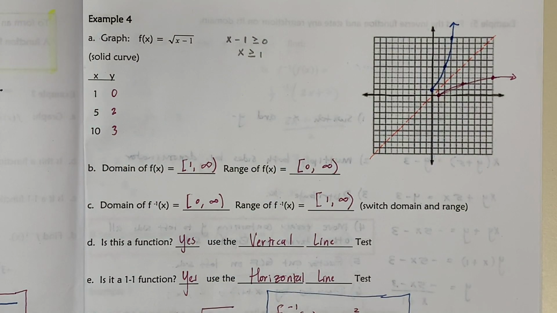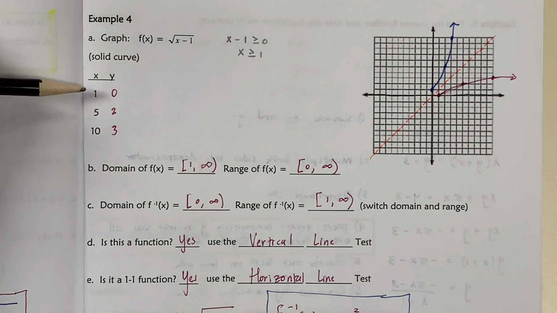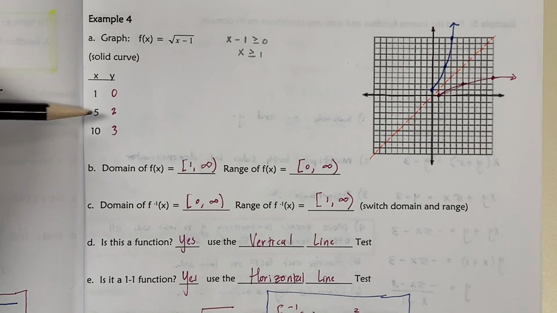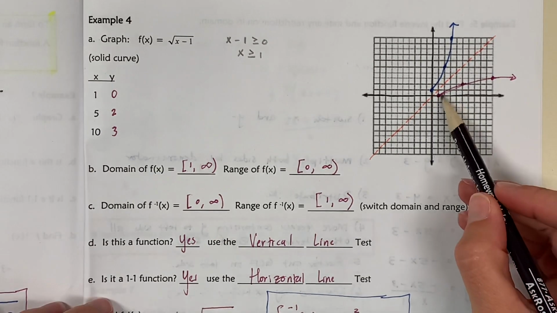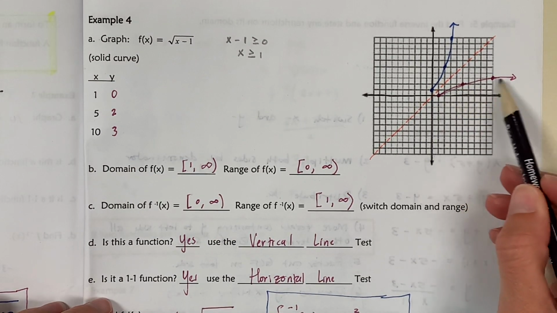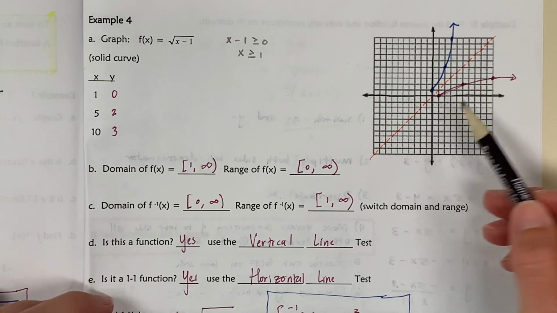So when I'm plugging in values for x, the smallest number I can plug in is 1. Otherwise, I'm going to get a negative underneath the radical. So if I plug in 1 and calculate, I get 0 for y. If I plug in 5, I get 2. And if I plug in 10, I get 3. And here I have the curve in pink of the square root function in letter A.